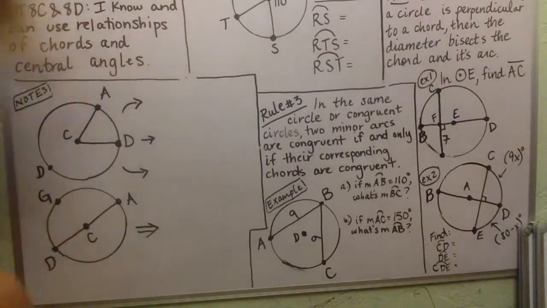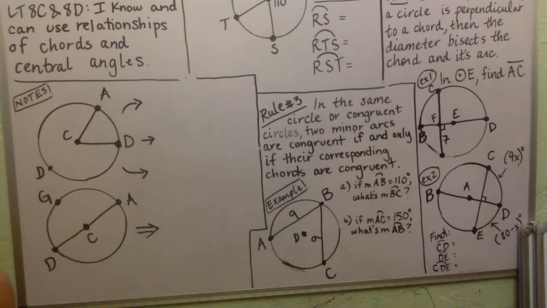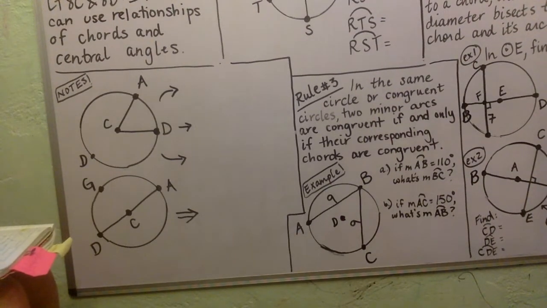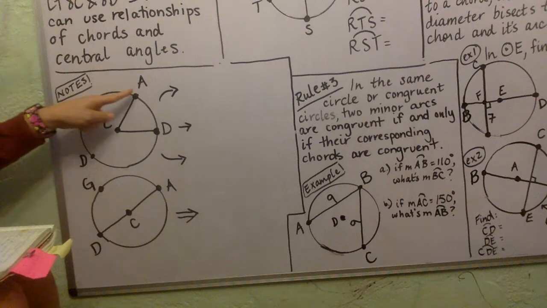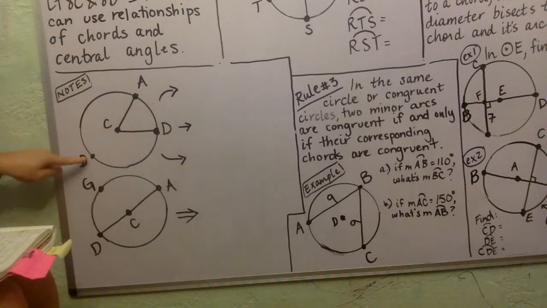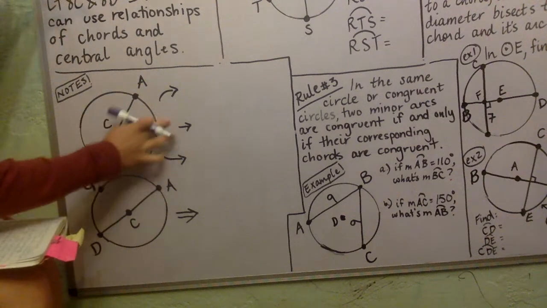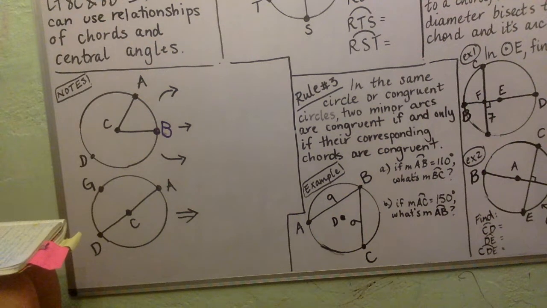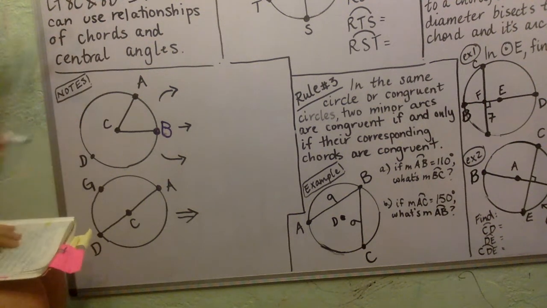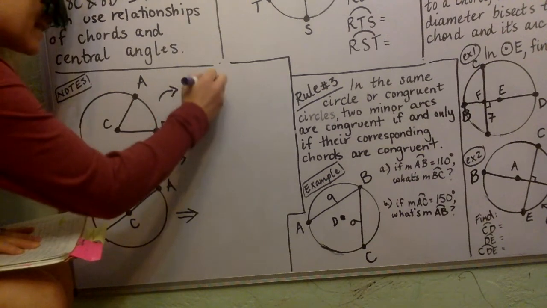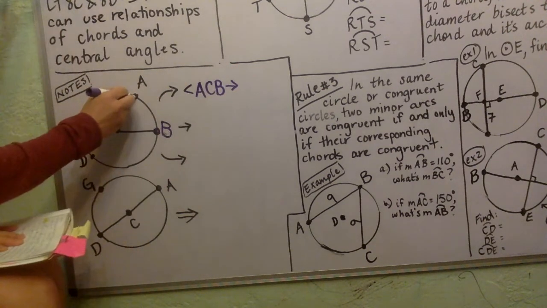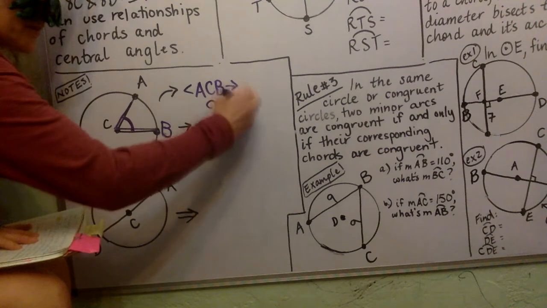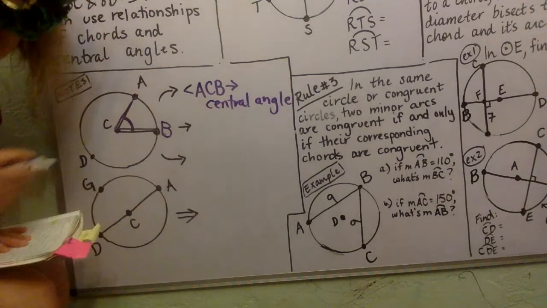Okay, and so what we want to talk about here first, you can see these two circles, is just some vocabulary words. Let me sneak my notes out here. Okay, so you can see this circle here. You can see that you have point A, point B, excuse me, on the circle. And then it looks like C is the center. So the first vocabulary word I want to give you is angle ACB. This angle right here is what we call a central angle.